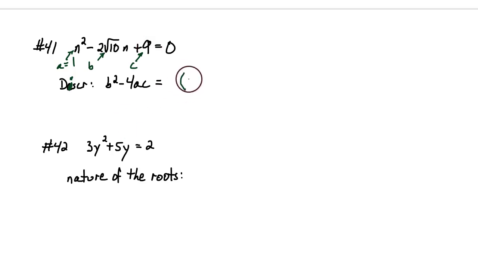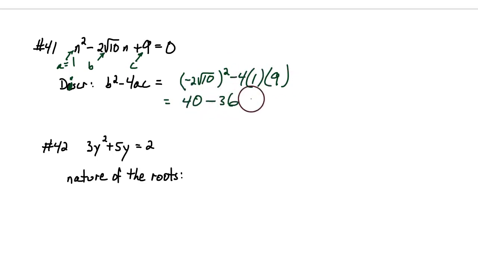So in place of b, you're filling in negative 2 square root of 10. In place of a, fill in 1. And for c, fill in 9. Now simplify this. Negative 2 squared makes 4. Square root of 10 squared makes 10. 4 times 10 makes 40. 4 times 1 times 9 makes 36. So the final result is 4.